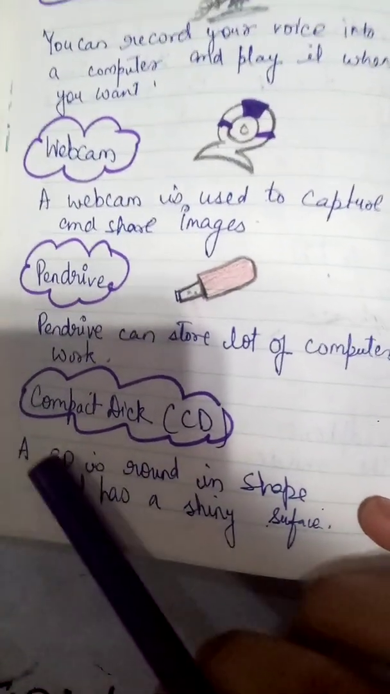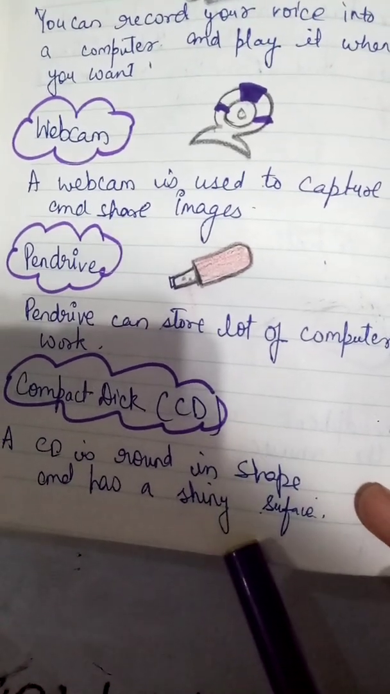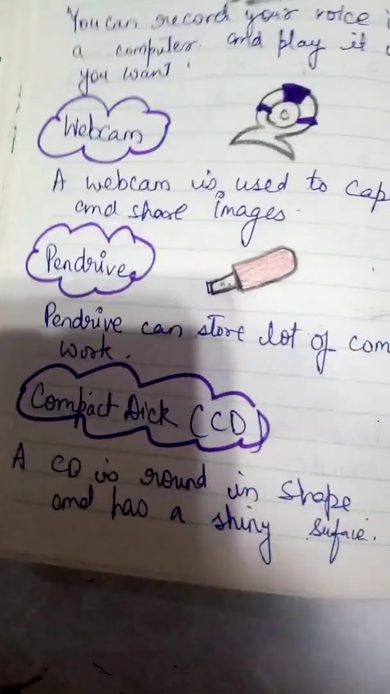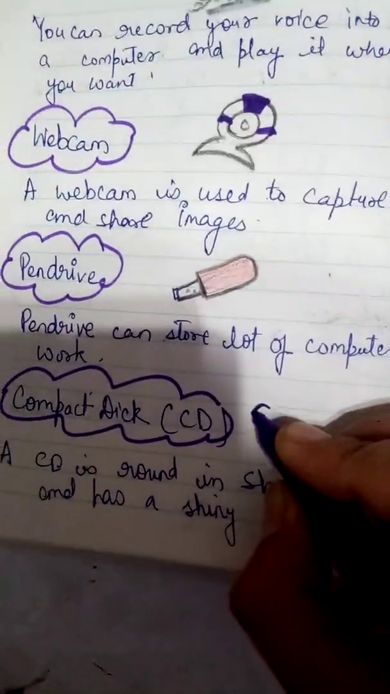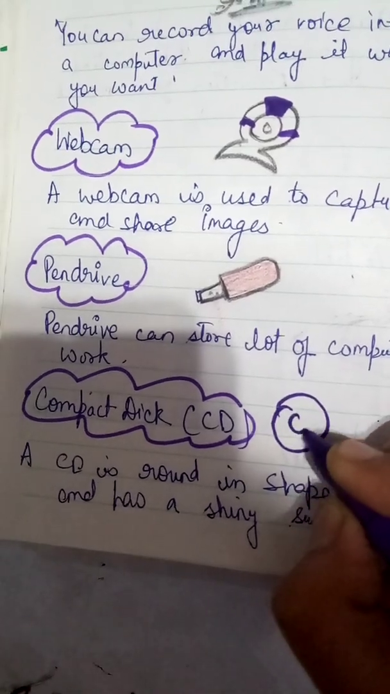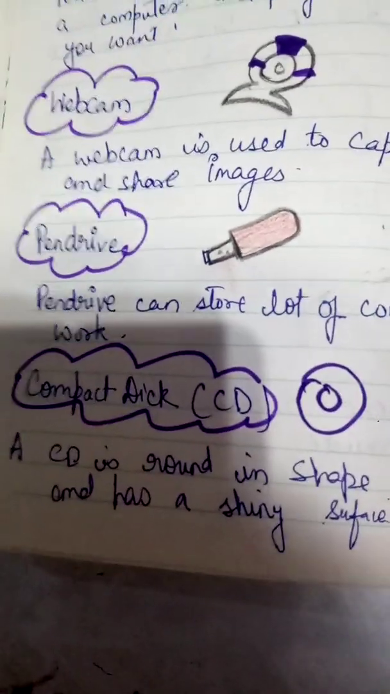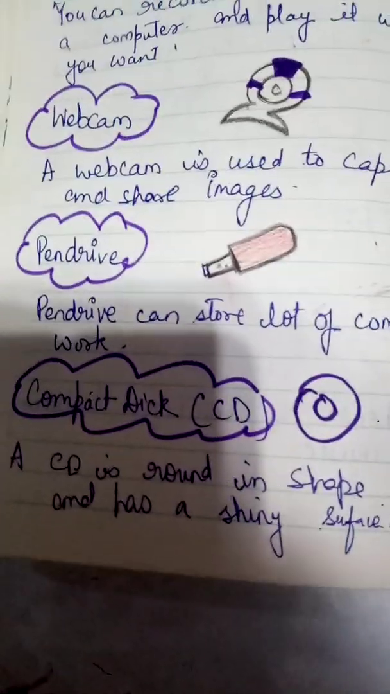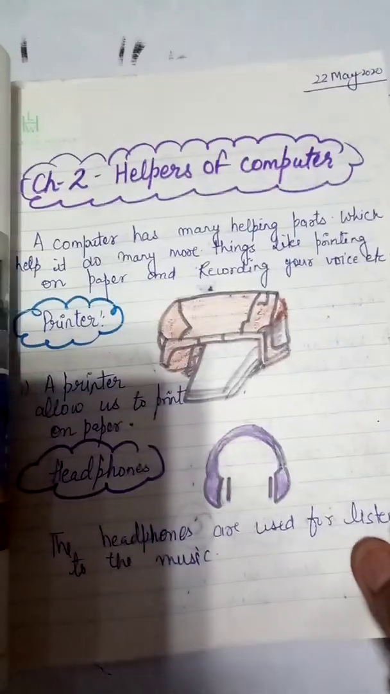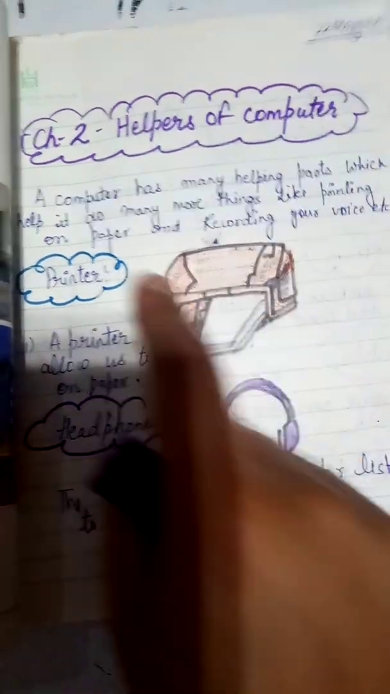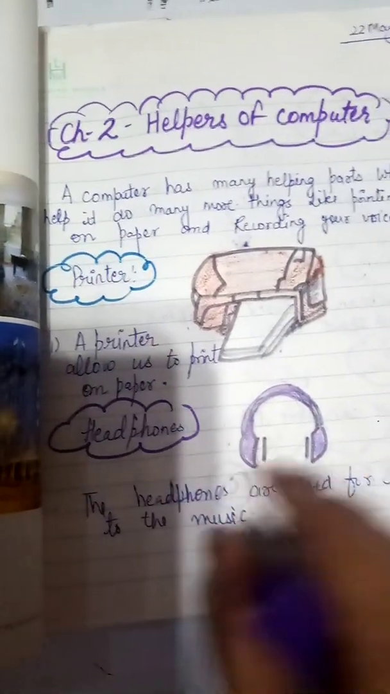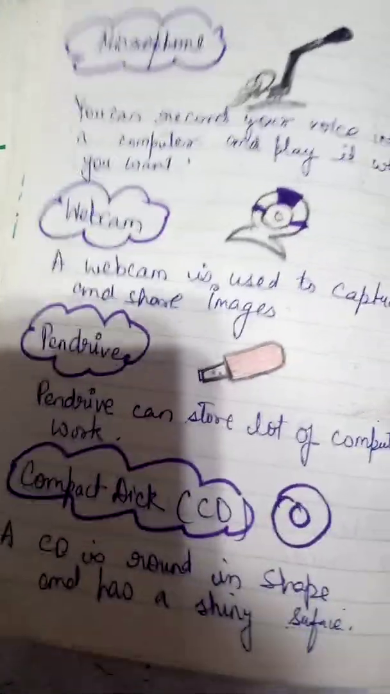Compact disc, CD. A compact disc is round in shape and has a shiny surface. I'm sure many of you have seen the CD also, right? The shape of the CD is like this, and it has one more circle and a shiny surface. So that is the CD. The full form of CD is compact disc. Okay students, so these are the helpers of the computer. You need to learn the helpers of the computer: printer, headphone, microphone, webcam, pen drive, and compact disc.